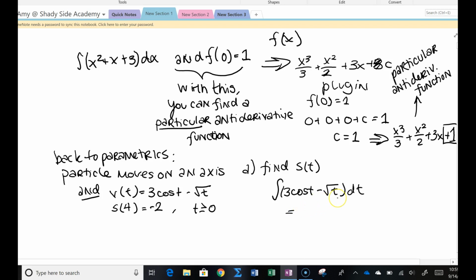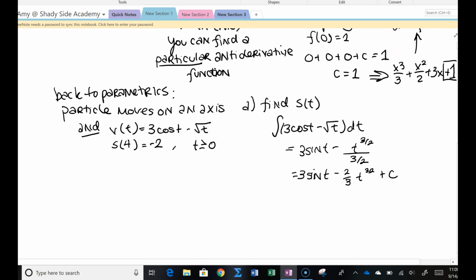Cosine, so sine is the inverse, so 3 sine t minus, and then root t, square root is the same as t to the 1/2. You add 1, which would be 3 halves. Then you divide by 3 halves, so 2/3 t to the 3 halves, plus c. This thing's really hard to write on. My notes have never been this messy.